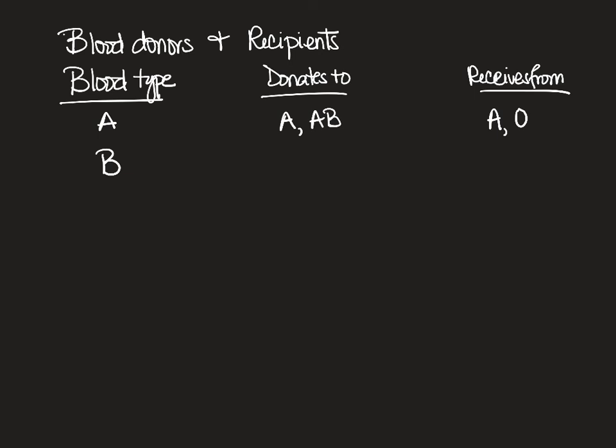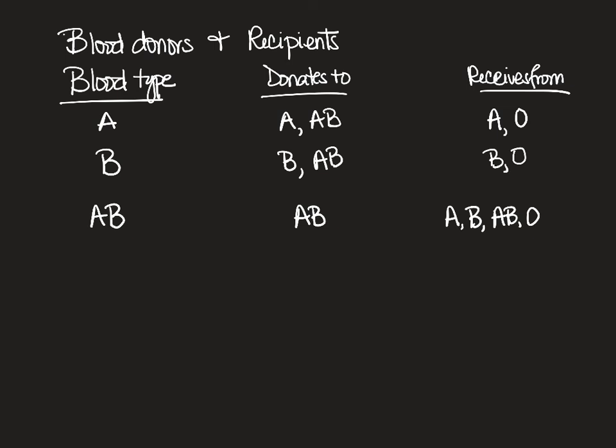Type B is going to follow a very similar pattern. If you have type B blood, you can give to someone with B, or you can give to someone with AB. You can receive from someone with B, so the exact same blood type as yourself, but you can also receive from someone with O. If you have type AB blood, you can only give to another AB person. You cannot give to anybody else if you have type AB blood. But type AB is really lucky in the sense that they can receive or get blood from a type A person, a type B person, a type AB person, or a type O person.